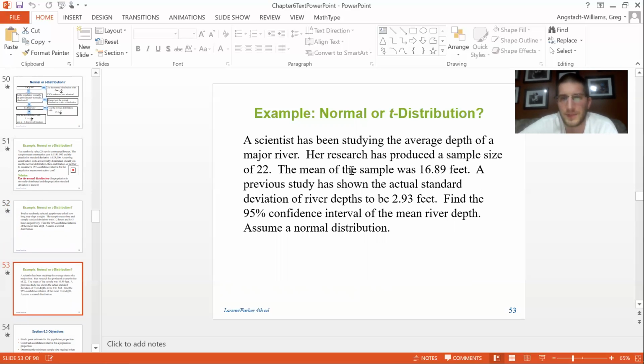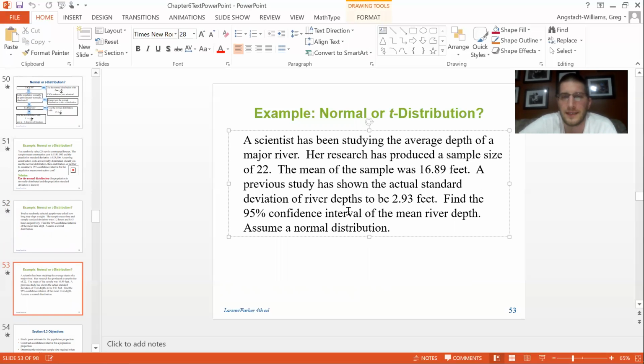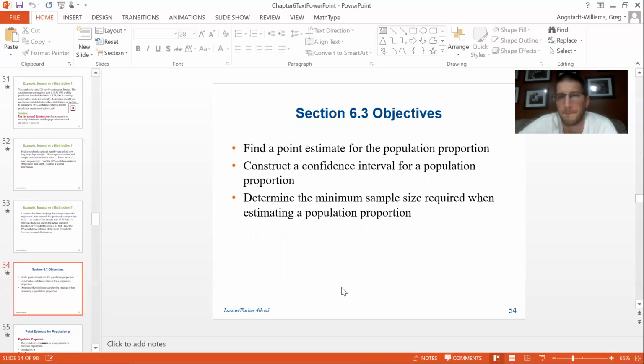For this one, sample size of 22, so we go down, that's a no. It says down here, normal distribution, so that's a yes, we continue on. And it says the actual standard deviation. Whenever it says the actual standard deviation, that means the population standard deviation. So because sigma is known, that's going to be a normal Z score is what we would use for that.